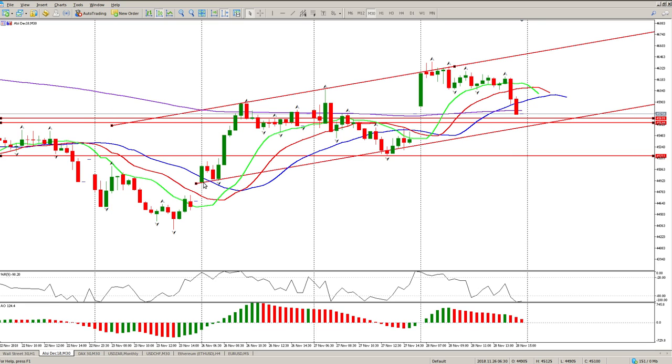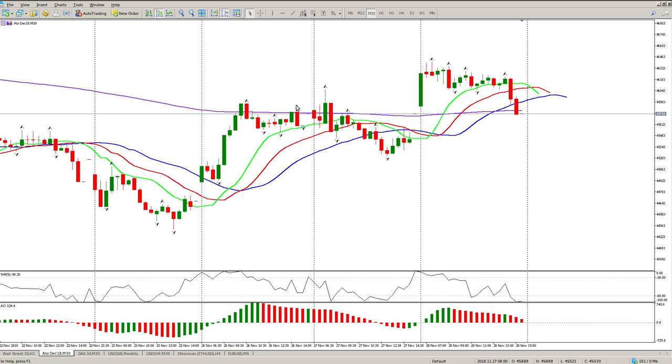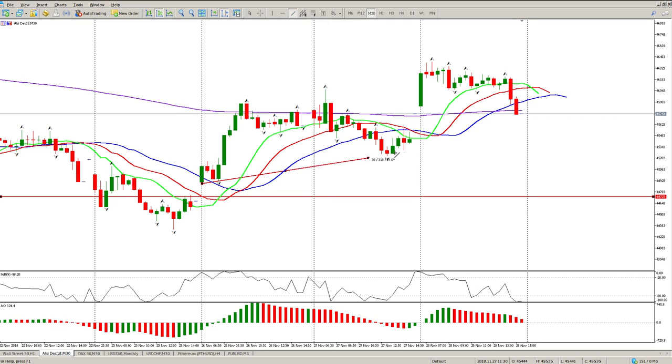and I think it's not entirely correct. Delete it. So I'm going to put this trend line in here, which will give you a better view. There we go. So I would be looking for this trend line to hold.